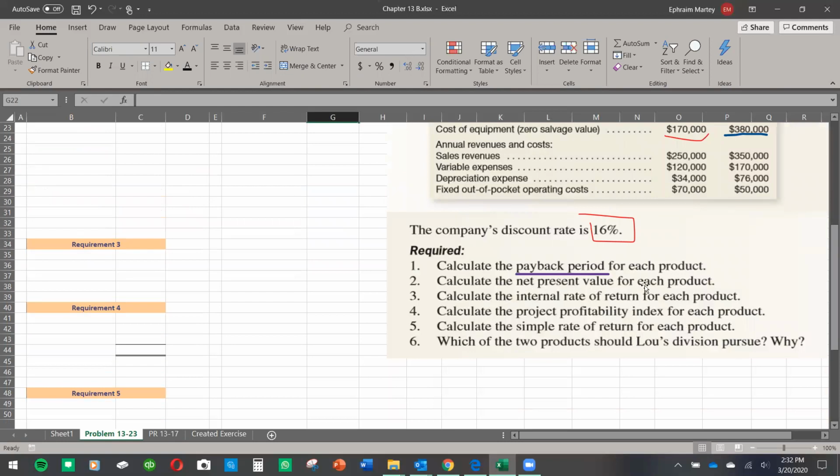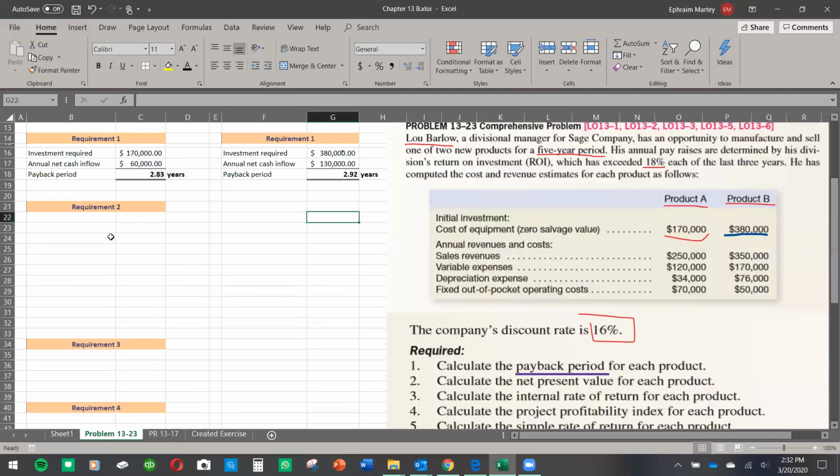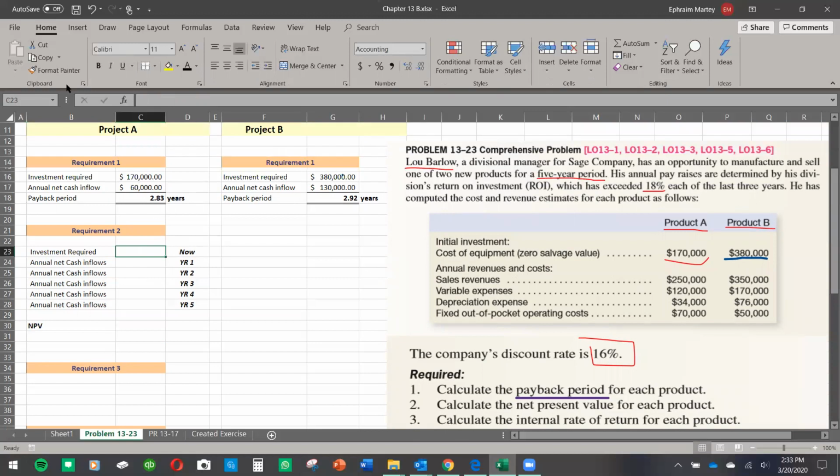It says calculate the net present value for each product. So for net present value, we find the initial investment, we find the annual net cash inflow for each year, and then we compute it as it goes. So I'll reveal this one. We have the investment required as at now. So what's the investment required for product A? Because remember, this is a cash outflow, cash is going out, it becomes negative because cash is going out of your cash account. It's not cash coming in. This is cash going out.